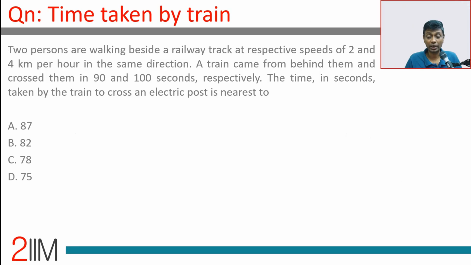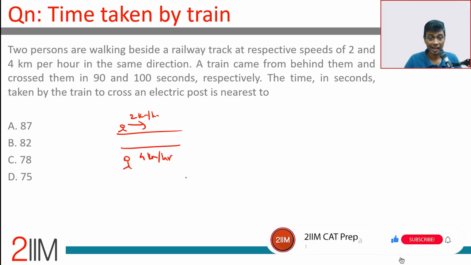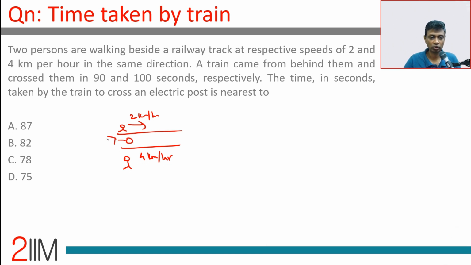Two persons are walking beside a railway track at respective speeds of 2 and 4 kilometers per hour in the same direction. A is going at 2 kilometers per hour. B is going at 4 kilometers per hour. A train came from behind them and crossed them in 90 and 100 seconds respectively. The train crosses them, which means the length of the train is covered. Relative to the train, with speed t, relative speeds are t − 2 and t − 4, crossed in 90 and 100 seconds. t − 2 is the faster relative speed, traveled in 90 seconds.